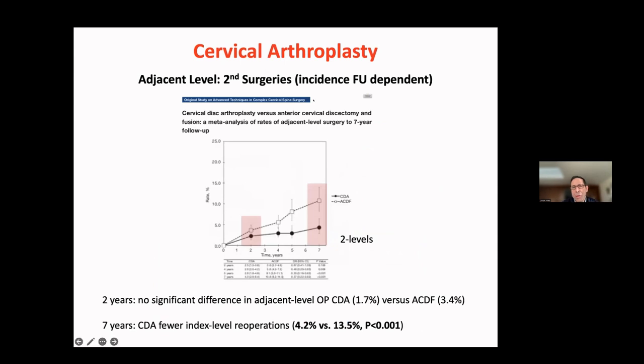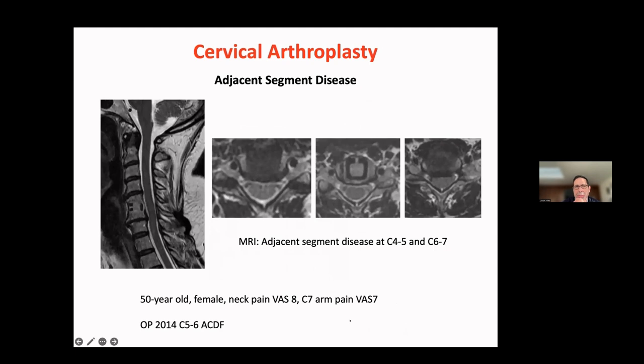And the more you follow up the patients, the more second surgeries you see in adjacent level in fusion versus arthroplasty. As you can see here, this is really the same study, 2 years, no difference in operation at the adjacent level, but when they look at the same data 7 years later, there were much fewer operations with CDA compared with fusion.